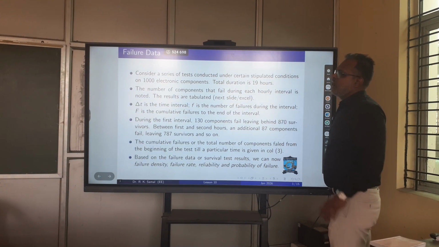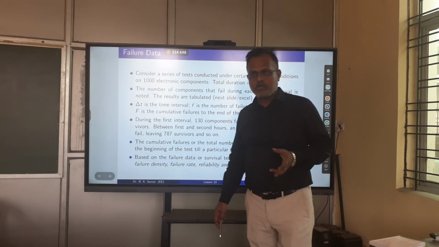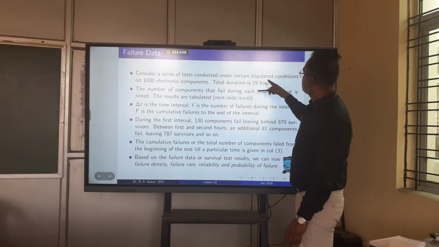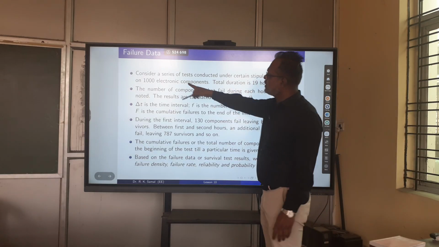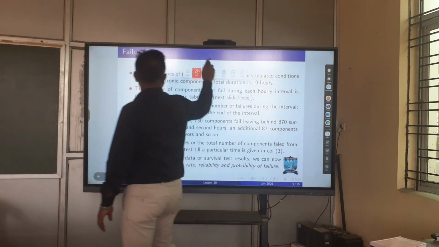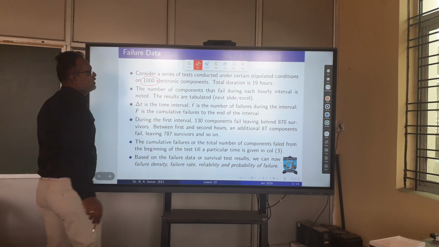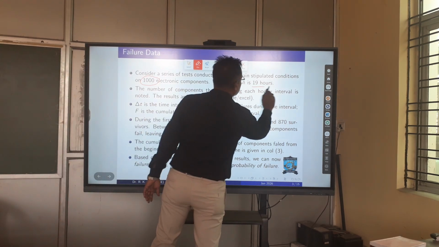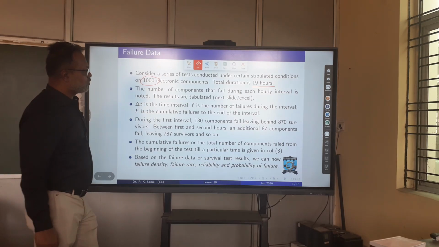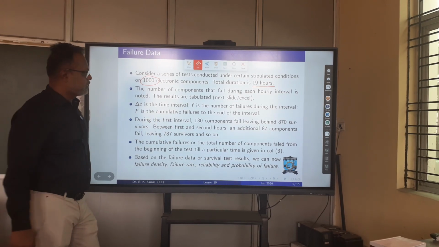Now we see how the failure data looks. One example is from that book only. Consider a series of tests conducted under certain stipulated conditions over 1000 electronic components. The number of components is 1000 in total, and the total duration is 19 hours. The number of components that fail during each hourly interval is noted.